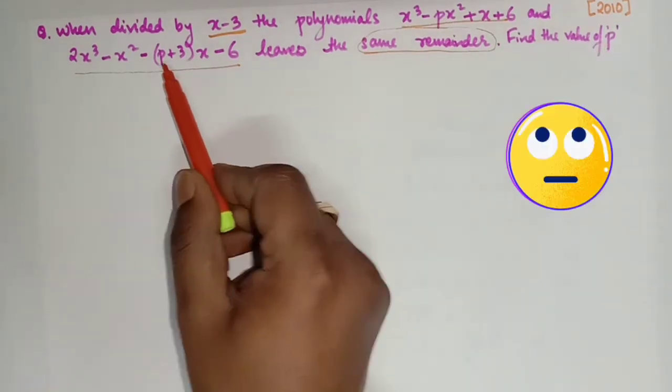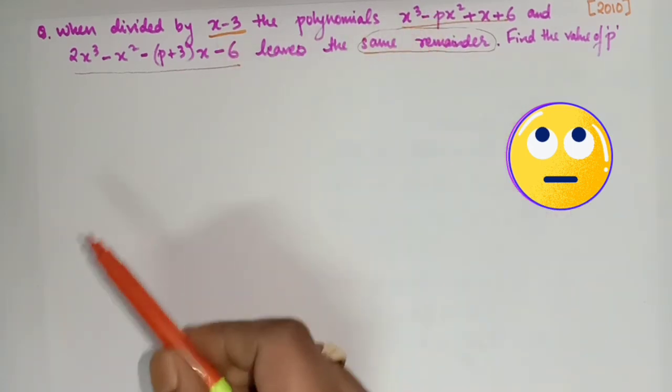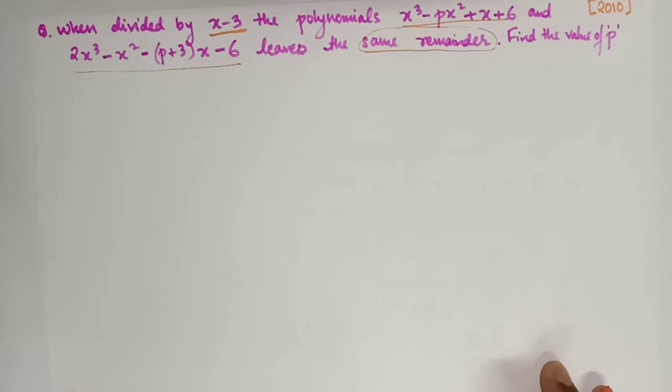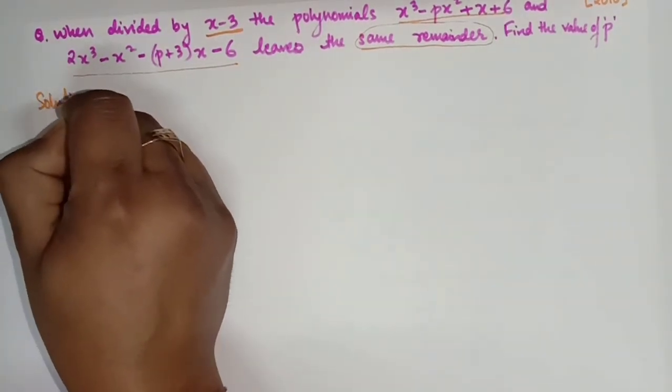So where is my p? This side and this side. So we have to find the value of p. So this is dividing to both the polynomials, and we are getting the same remainder. So let's start the solution. So we'll write solution. So what will you take?